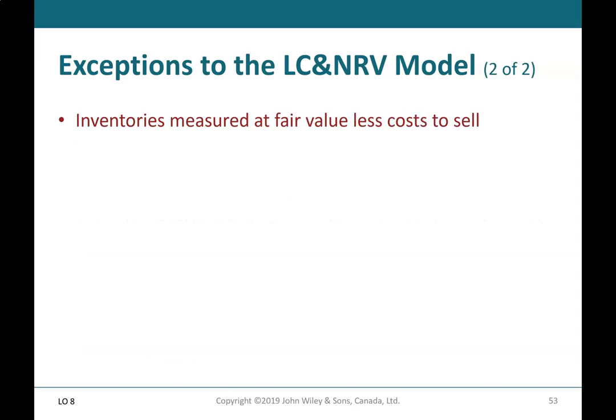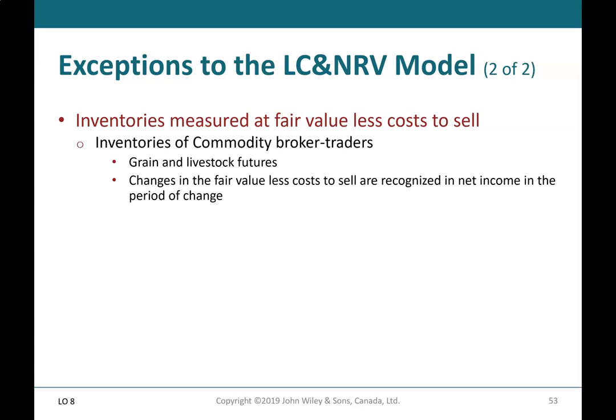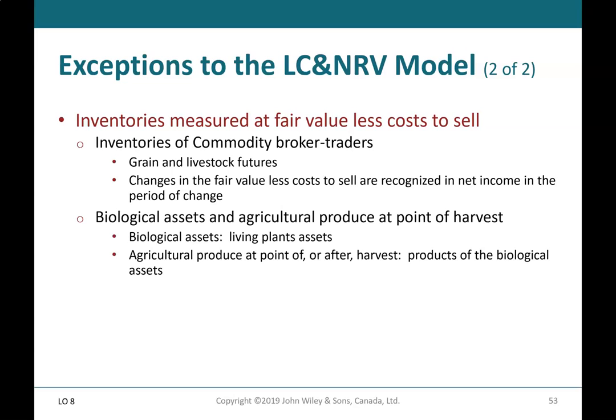Exceptions to lower of costs and net realizable value, model 2 of 2. Inventories measured at fair value, less costs to sell. Inventories of commodity broker-traders, grain and livestock futures: changes in the fair value, less cost to sell, are recognized in net income in the period of change.